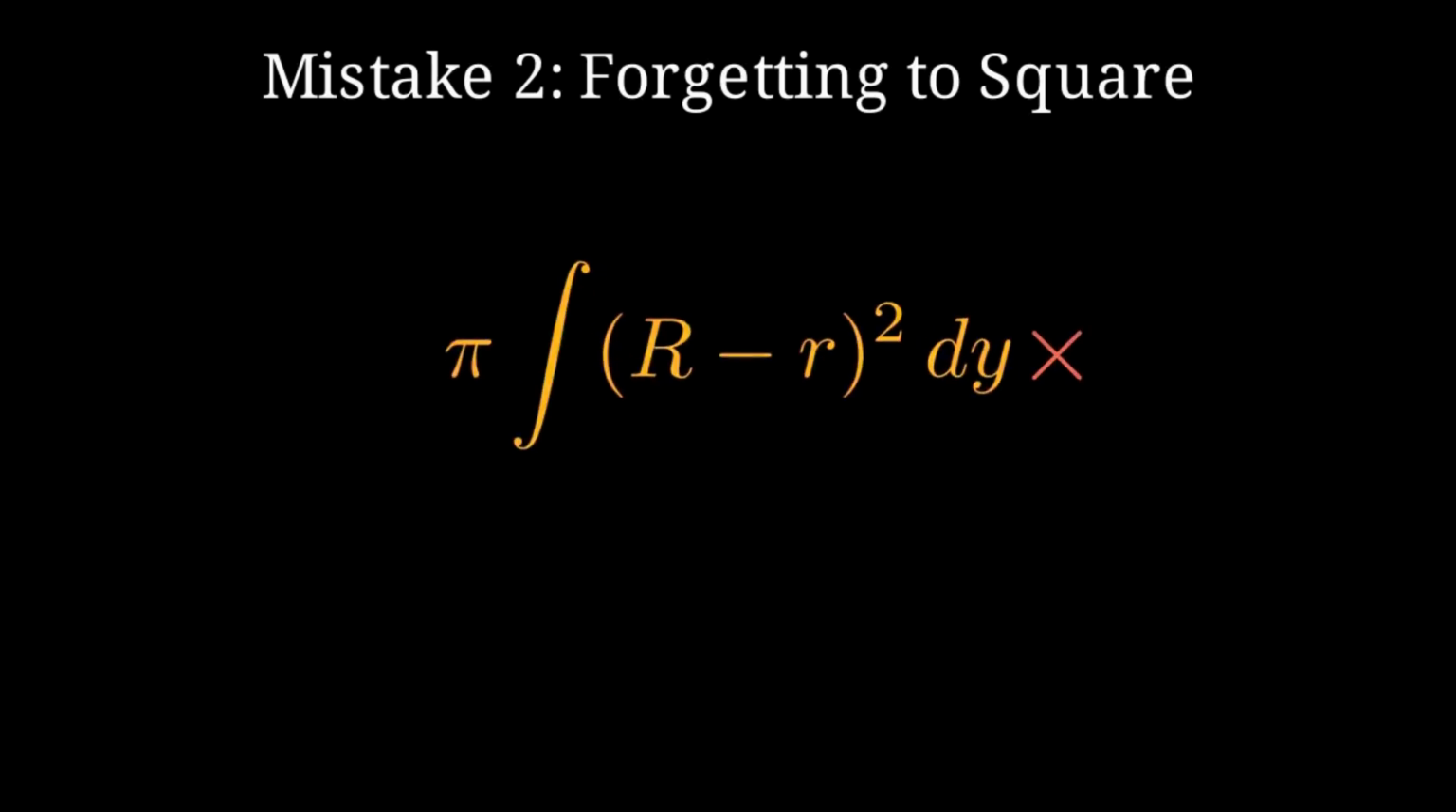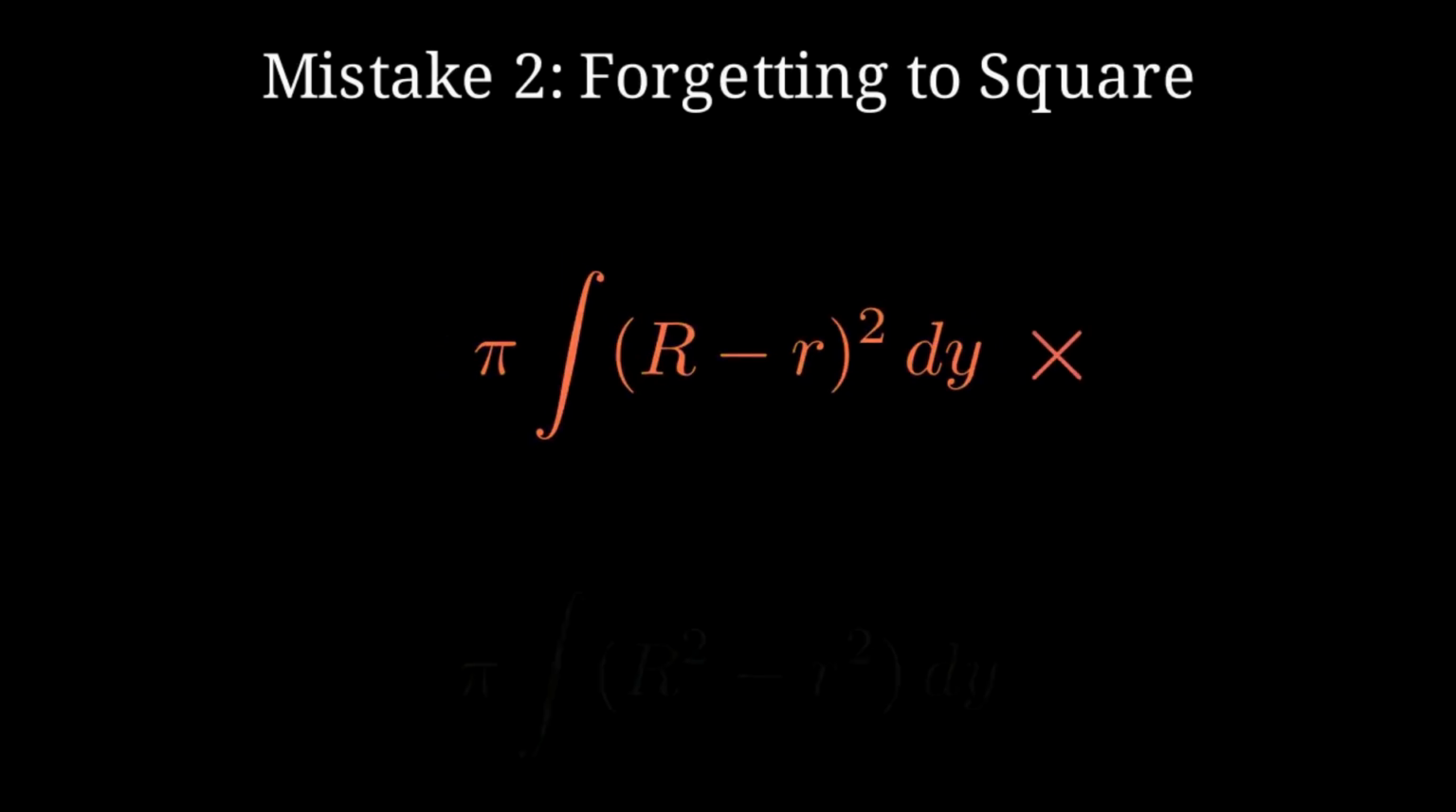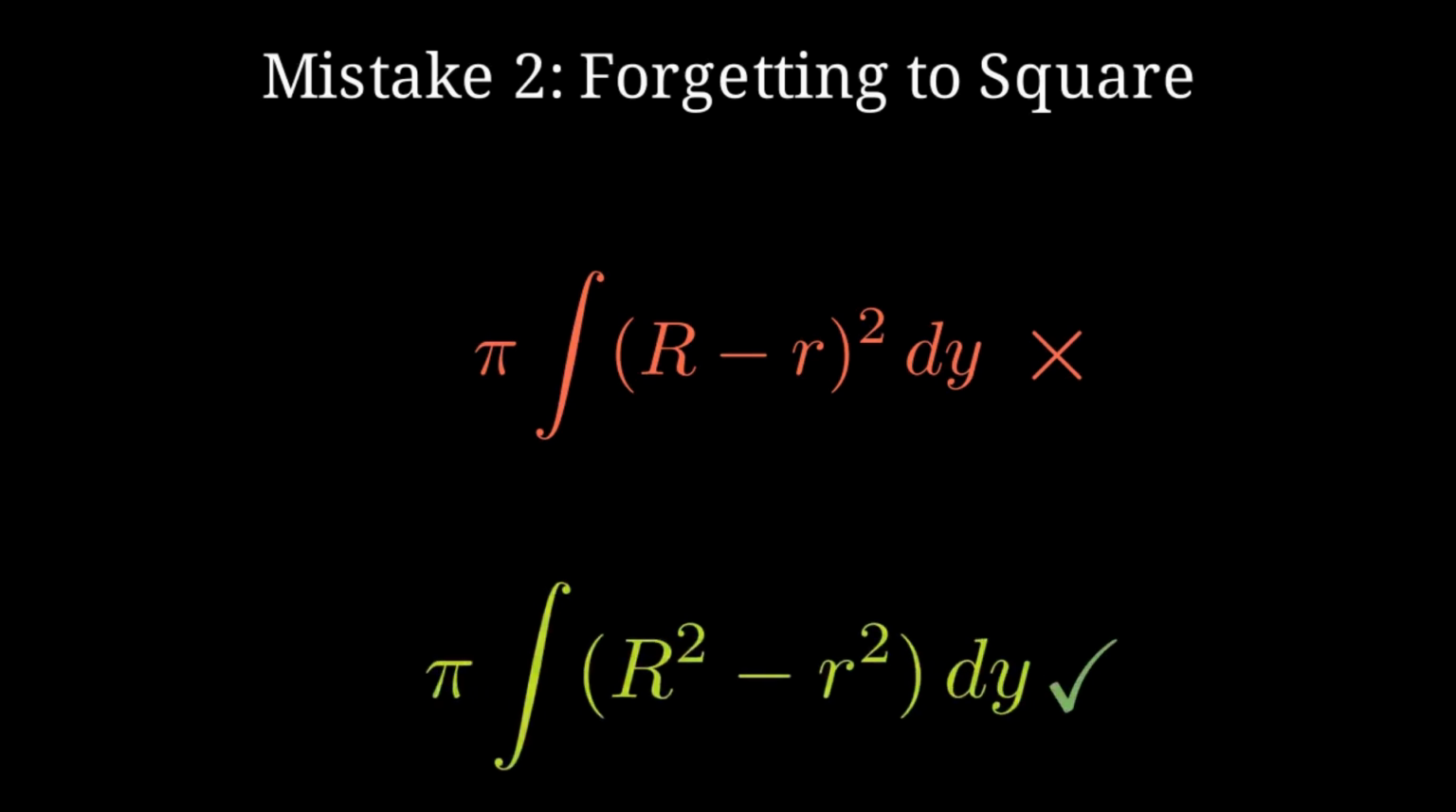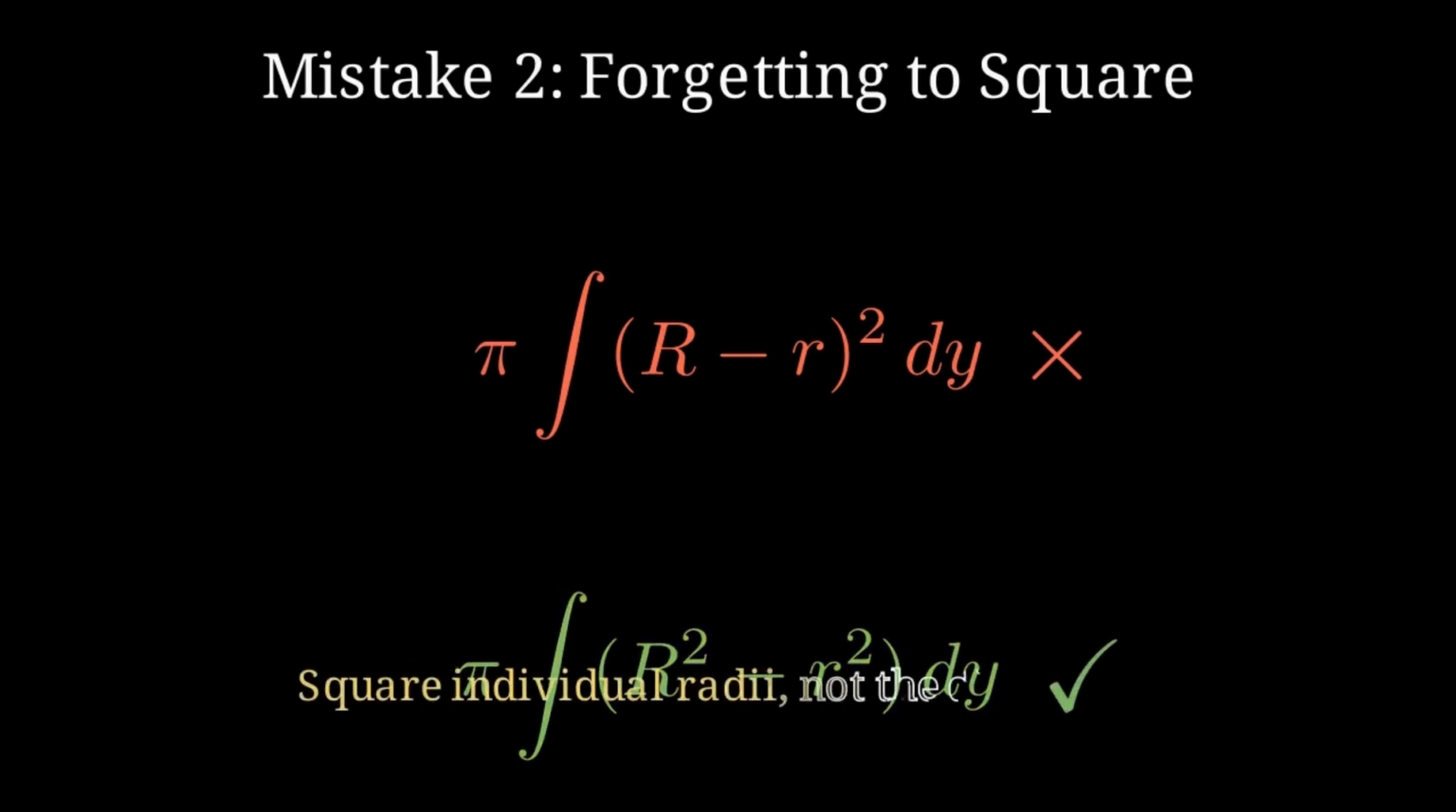Another frequent error is squaring the difference of the radii instead of the difference of the squares. Remember, it is r squared minus r squared. The area of a washer is the outer circle area minus the inner circle area. Mathematically, these are very different operations, and the first will lead to an incorrect volume.